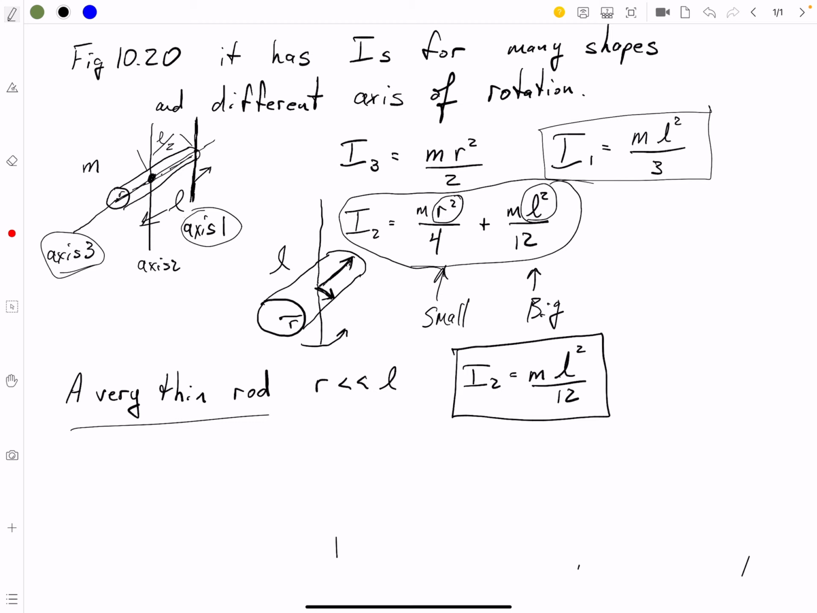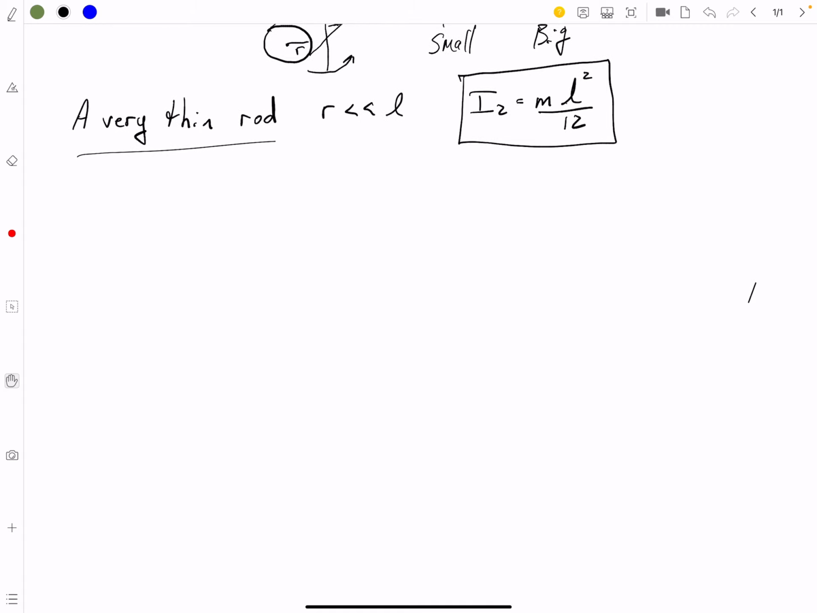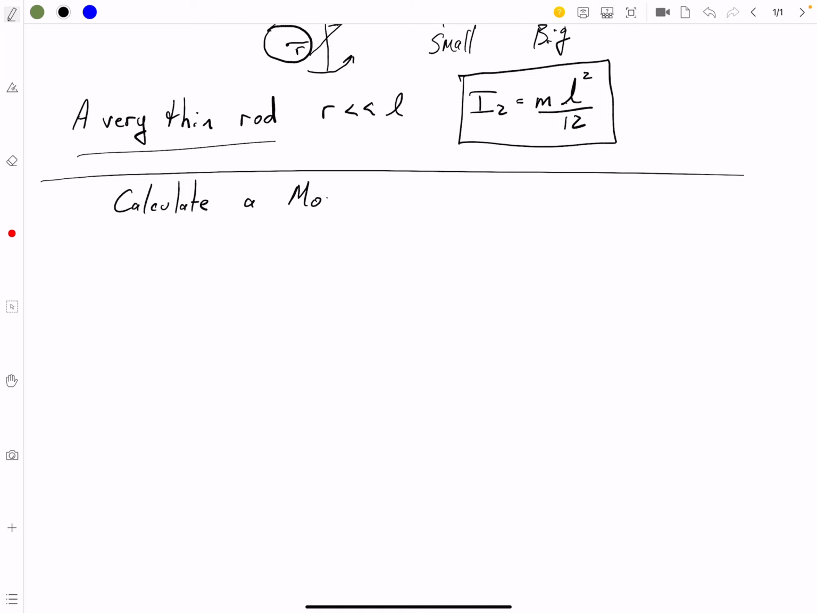So there you have it. Now, what are we going to do next? We need to calculate a moment of inertia.